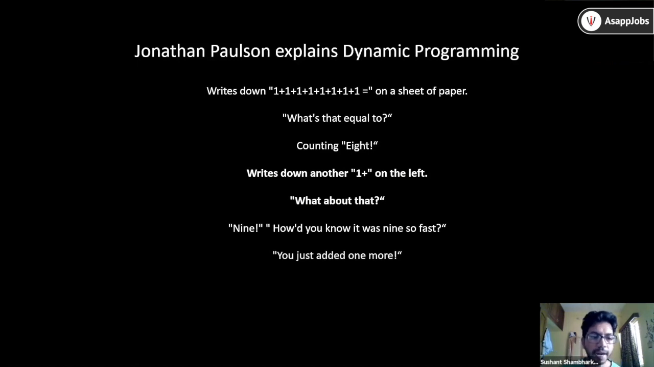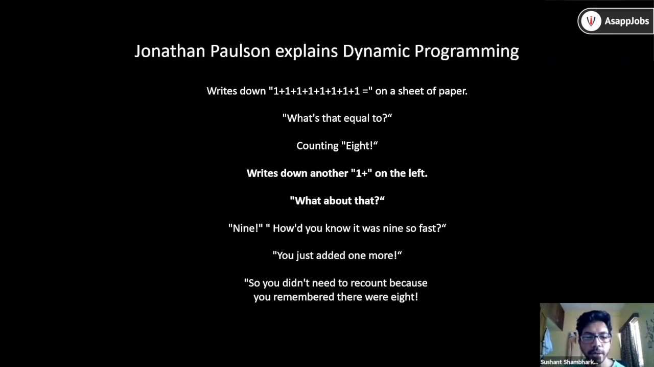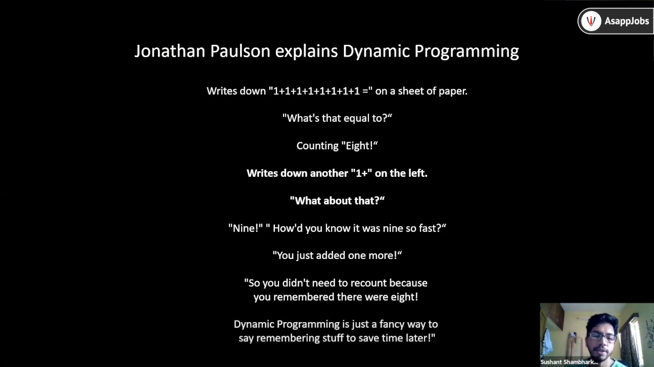So you just added 1 more, right? You didn't calculate. You didn't count all the numbers again, like there are 9 ones. You had already calculated the value 8, and then you added just 1 to it, and you calculated 9. So you didn't need to recount because you remembered there were 8 already there, and you just added 1. So this is what dynamic programming actually is.